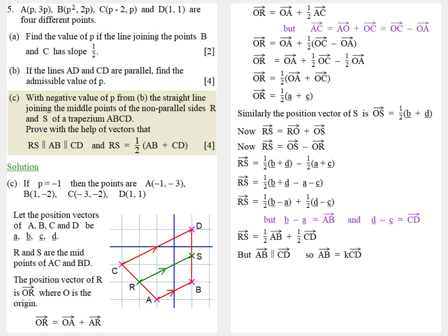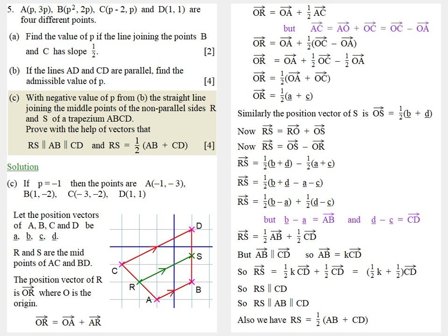But AB is parallel to CD, we know that from part B, so that means AB is a constant k times CD, which means RS is equal to a half k CD plus a half CD, which is (a half k plus a half) times CD. So the vector RS is a constant times the vector CD, which means they're parallel. So RS is parallel to CD, but we know CD is parallel to AB, so RS is parallel to AB, which is also parallel to CD.